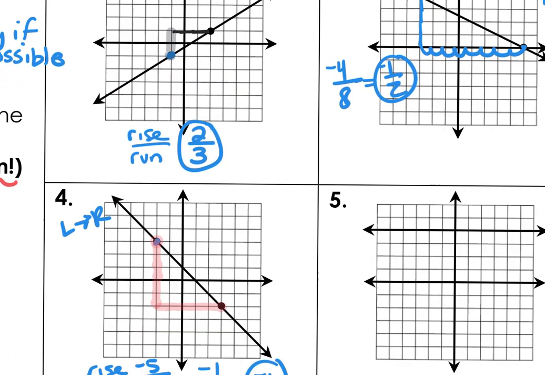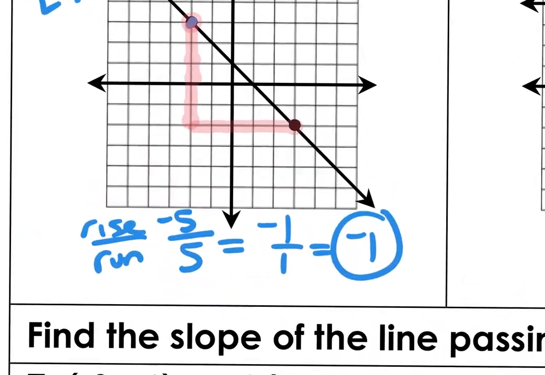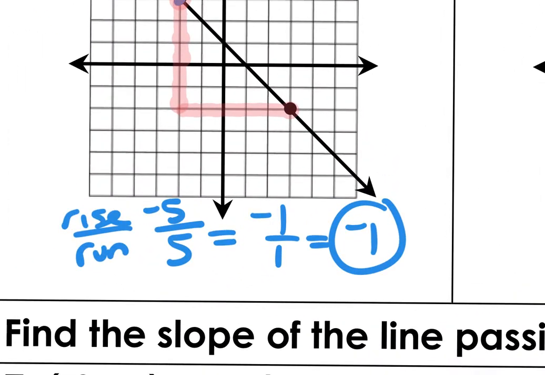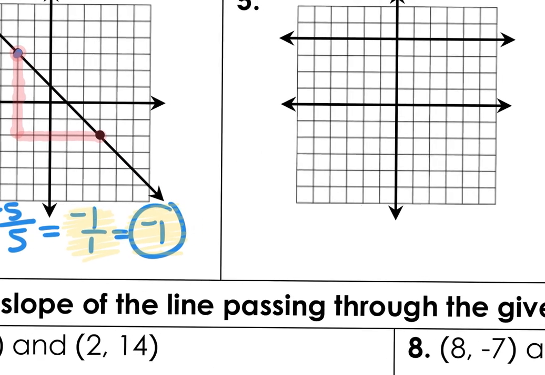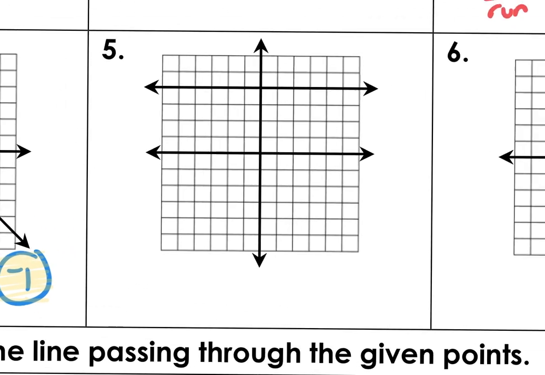So that was also the case over here on number 4. You could have left it as negative 1 over 1, or you could leave it as negative 1. Both are okay. Okay. Let's look at 5 and 6.